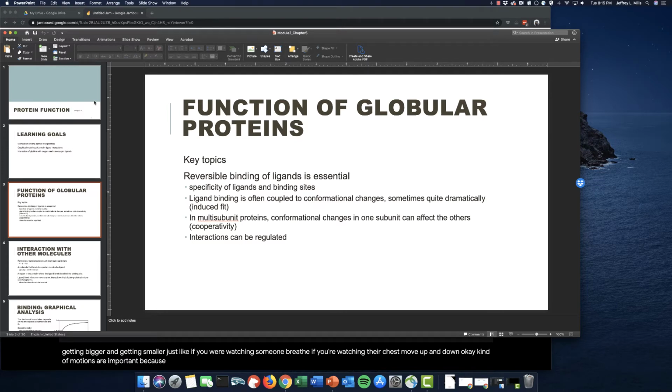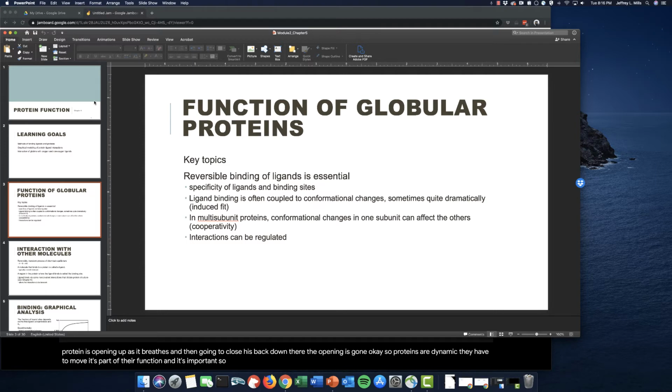Those kinds of motions are important because there are proteins that bind ligands inside. And the only way for the ligand to get inside is to go in as this protein is opening up as it breathes. And then when it closes back down, the opening is gone. Okay, so proteins are dynamic. They have to move. It's part of their function, and it's important.